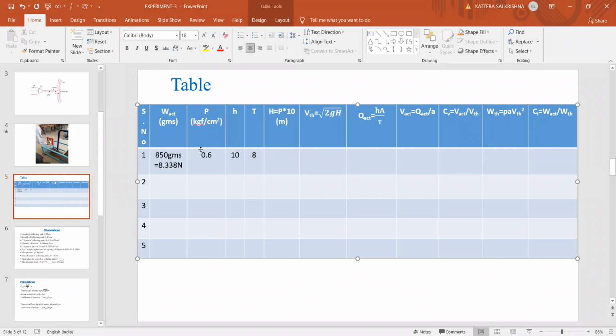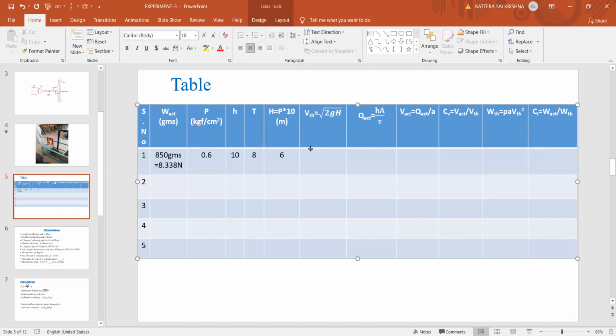Next, H equal to this 0.6 into 10. So 6 meters, right? So till now, these are the values which we get from the experiment. Nothing but these are the readings we are taking. 0.6 is the pressure reading, and this 8 seconds is the time taken for this 10 centimeters rise. Next, we need to calculate all these three remaining terms.